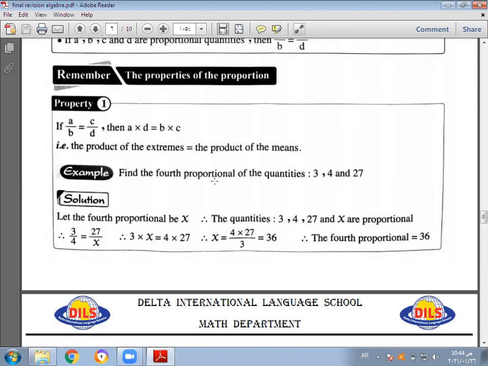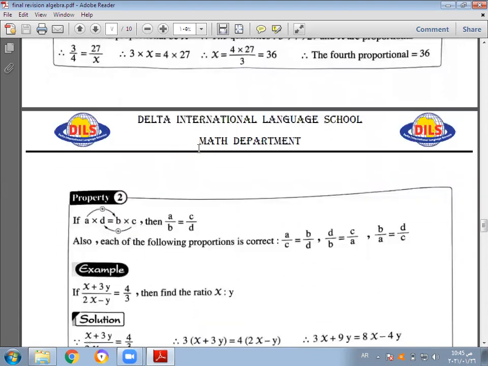Example: find the fourth proportional of the quantities 3, 4, and 27. Let the fourth proportional be x, y, or z in symbol. So the quantities 3, 4, 27, and x are proportional. So we make a proportion: 3 over 4 equals 27 over x. So x equals 4 times 27 over 3 equals 36. Then the fourth proportional equals 36.